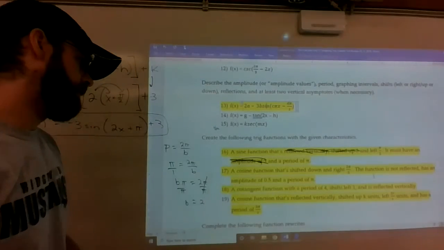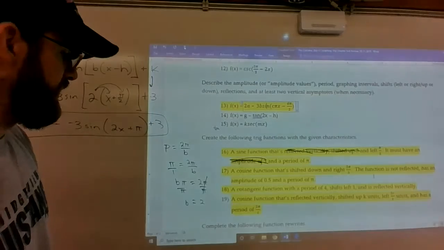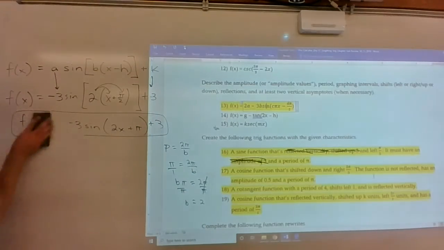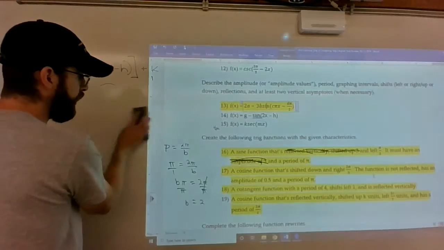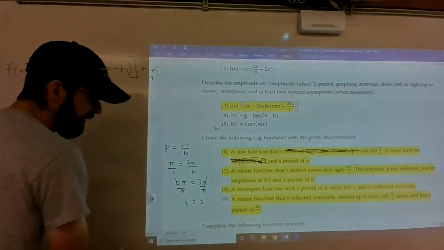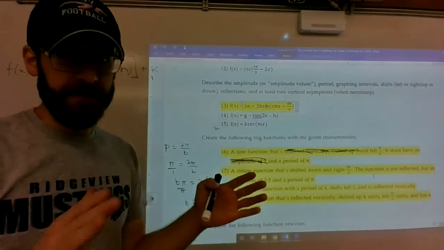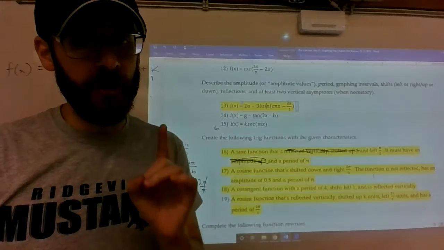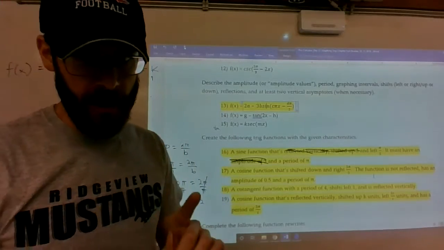All right. I'm going to skip number 17. Cotangent. Let's do one with the cotangent. The cotangent works exactly like tangent in terms of the period's pi, except the asymptotes and the graph look a lot different. But the period for cotangent is always pi.